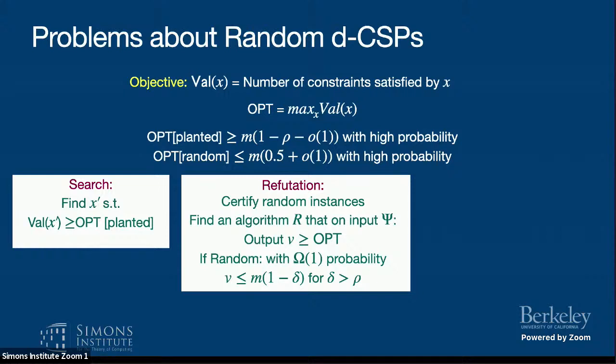You're going to write a proof. Typically this entails that you come up with an algorithm R, which is a refutor, which has the following guarantee. First, it takes as input the CSP, and it should output an upper bound on the number of constraints that can be satisfied by any given input. But to ensure non-triviality, you ask that with some constant probability, the value it outputs needs to be less than 1 minus delta, where delta is again some constant. So this is called delta-refutation.